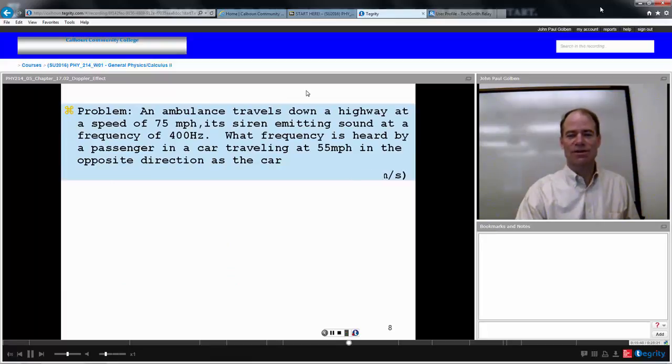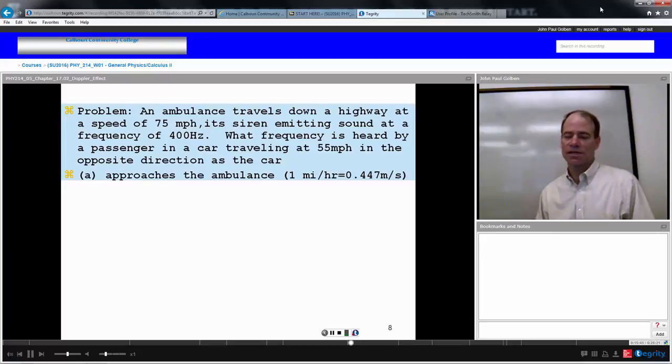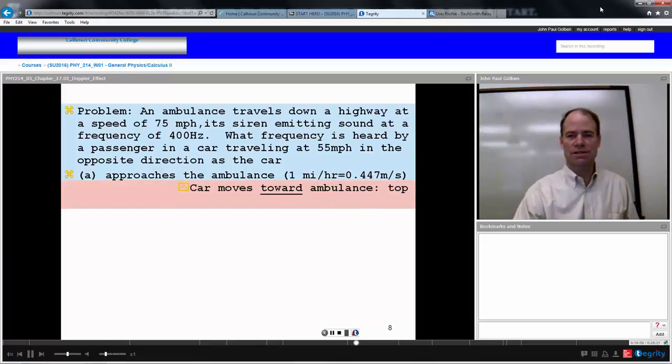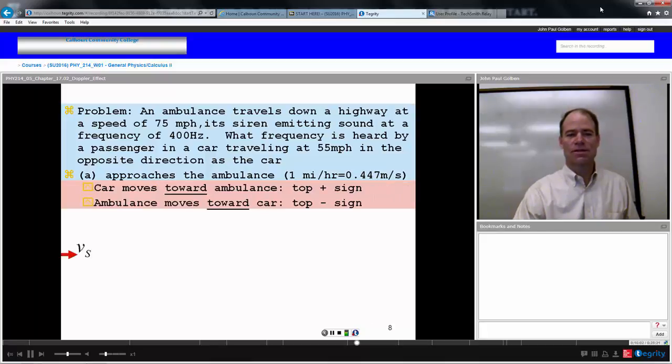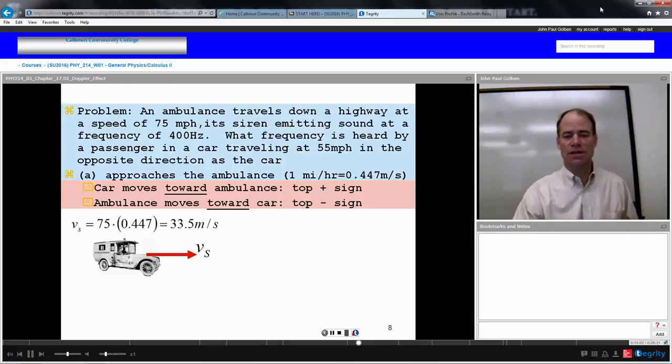Let's try this out. An ambulance travels down a highway at a speed of 75 miles per hour, its siren emitting sound at a frequency of 400 hertz. What frequency is heard by a passenger in the car traveling at 55 miles per hour in the opposite direction as the car approaches the ambulance? So in this first case, we have the ambulance moving one direction, which is the source, moving at 75 miles per hour, which we multiply by 0.447 to get 33.5 meters per second.